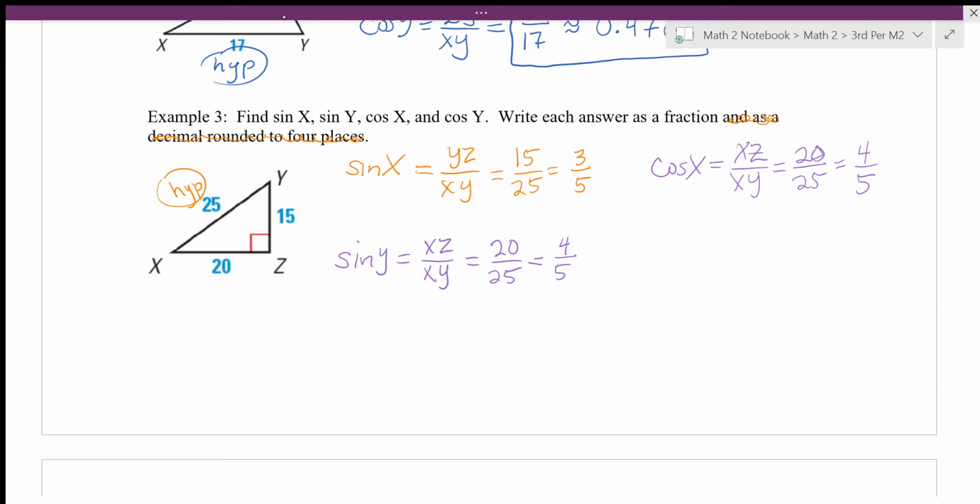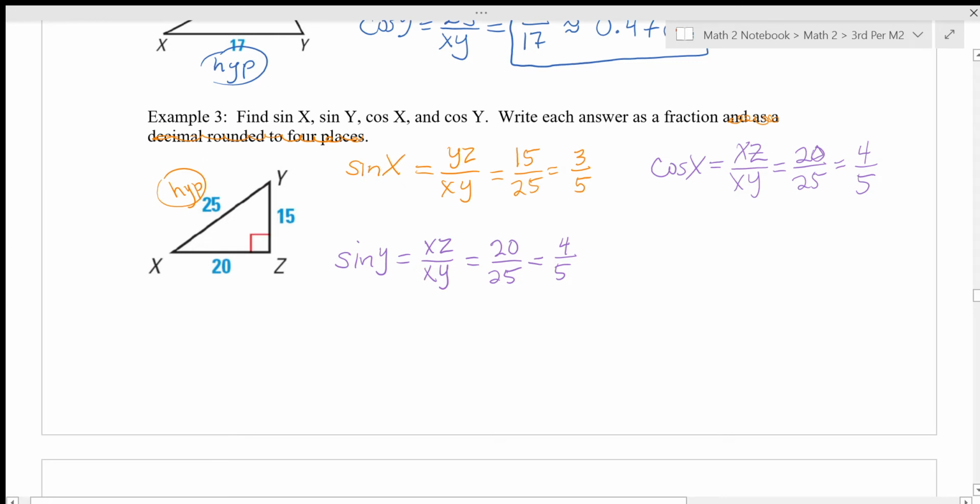And then we're going to go ahead and do the cosine of y. What do you notice about the cosine of x and the sine of y? They are the same. So we can predict here, and you'll be right, cosine of y is probably going to be 3/5. Cosine is adjacent over hypotenuse. The adjacent side to angle y is YZ over XY. YZ is 15 over 25. Reduce that, we get 3/5.